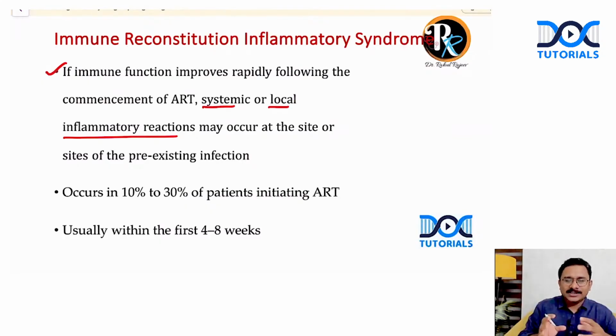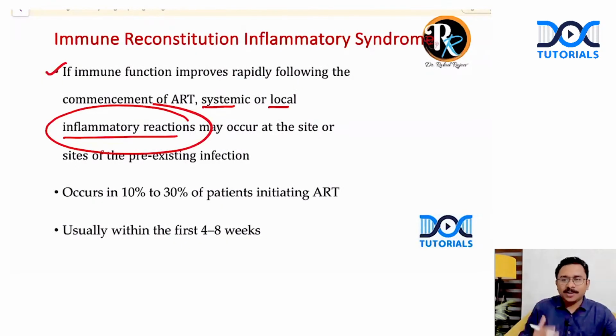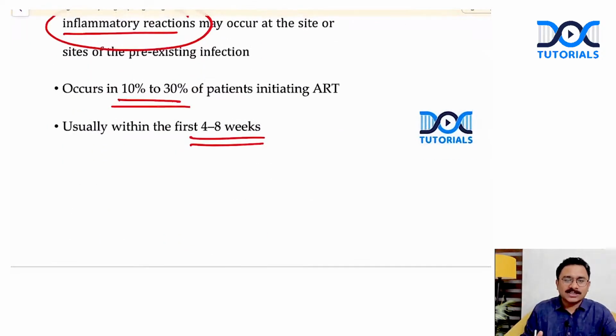Now, what happens is that the tuberculoma in your brain, all the immune cells will go and attack it. This can result in an inflammatory reaction, which sometimes can be harmful to the body. In fact, the body's response is trying to protect the body, but it can be harmful. This is known as IRIS. It occurs in 10 to 30% of patients who are initiated on antiretroviral therapy, and usually happens within 4 to 8 weeks of starting ART.